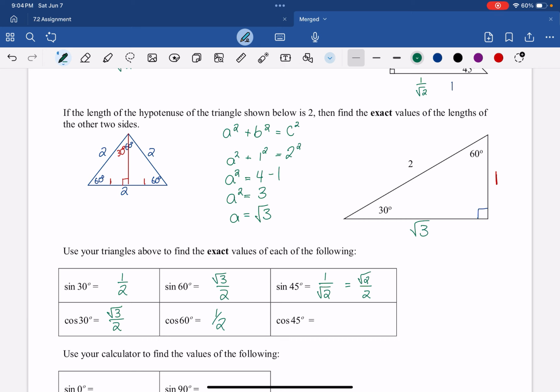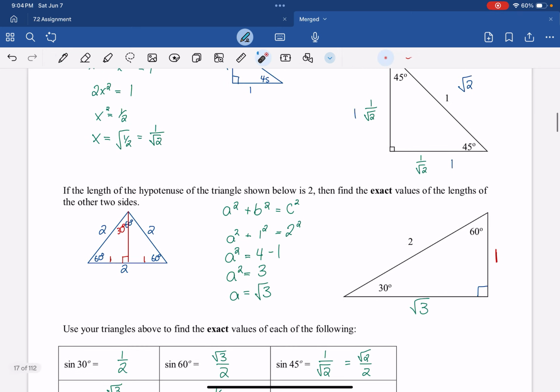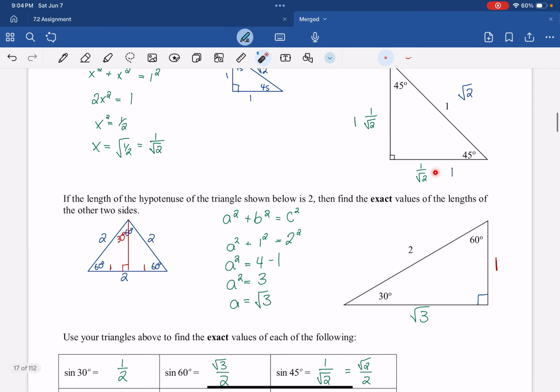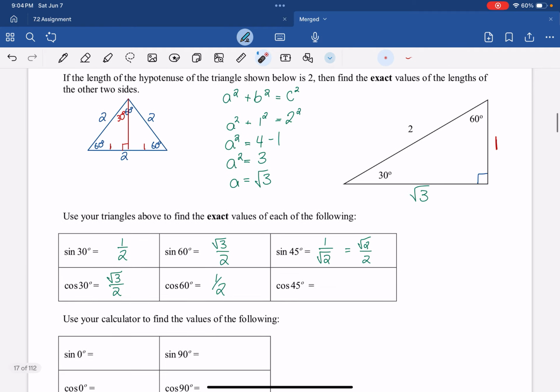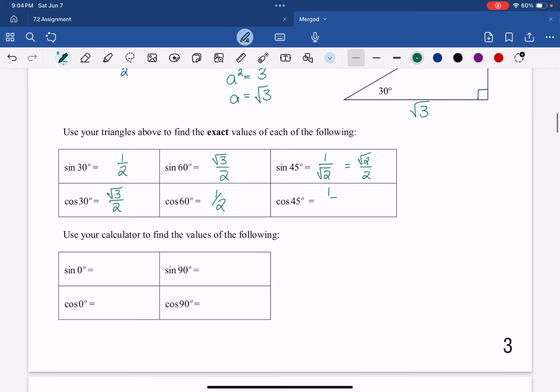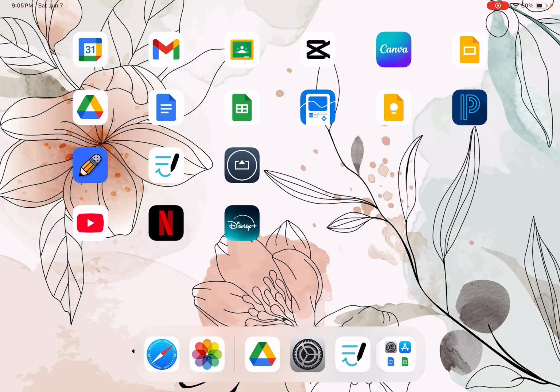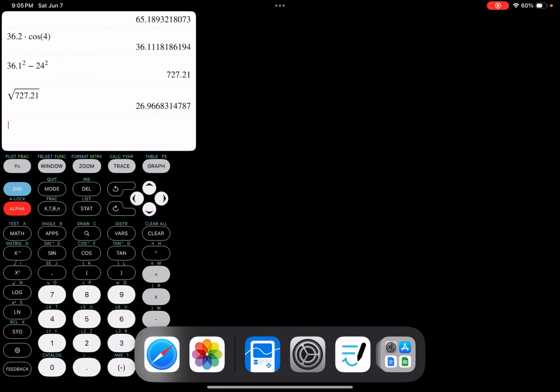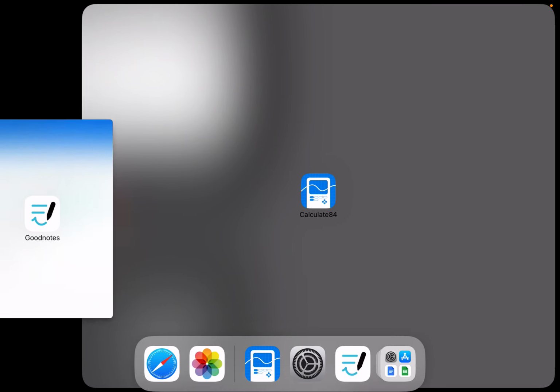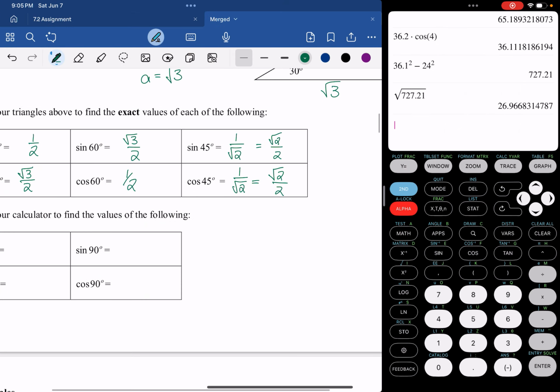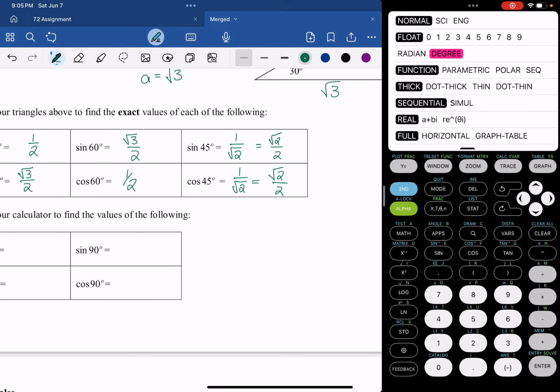And cos of 45 degrees, if I look back up here, so adjacent over hypotenuse, that'll also be 1 over root 2, which would simplify to root 2 over 2. Okay, so if we use our calculator to find the exact values of the following, we're going to take our calculator, and when you go into your calculator, you're going to want to make sure that you are in degree mode.